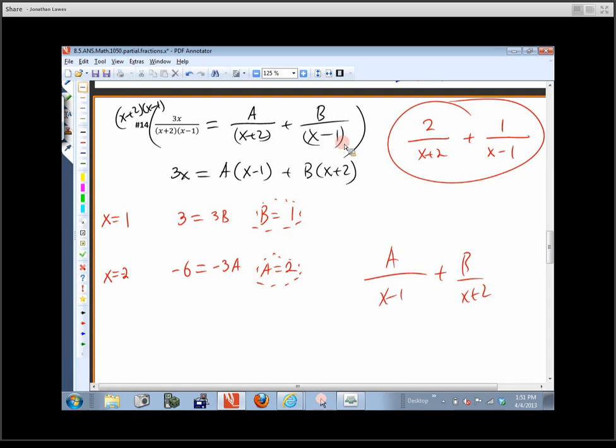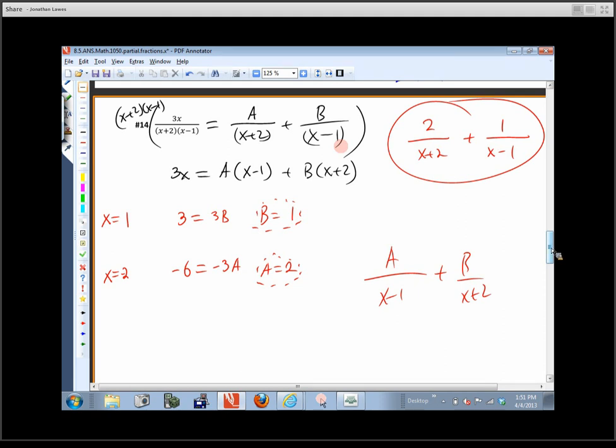Just don't look at your neighbor's paper and say, hey, you got A equals 5 and I got A equals negative 3. Somebody did something wrong. Check and make sure what order you wrote them in, because if you wrote them in different orders, you're going to get the answers in different orders. Any questions there? Could that one be done using the cover-up method?